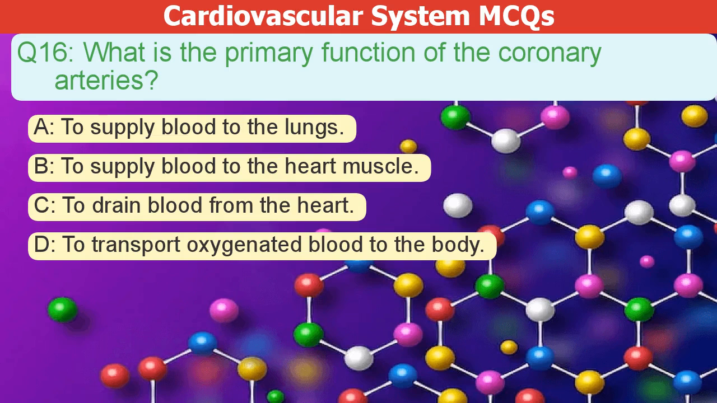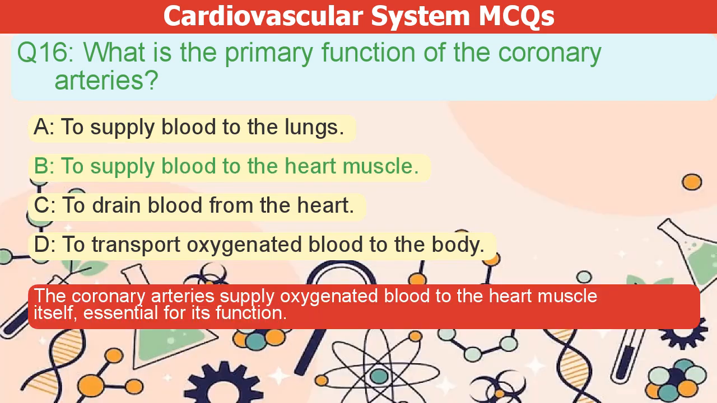What is the primary function of the coronary arteries? A. To supply blood to the lungs. B. To supply blood to the heart muscle. C. To drain blood from the heart. D. To transport oxygenated blood to the body. The correct answer is B. The coronary arteries supply oxygenated blood to the heart muscle itself, essential for its function.